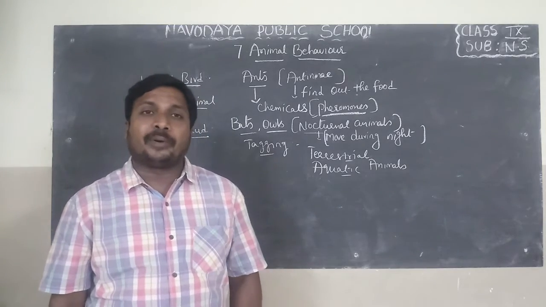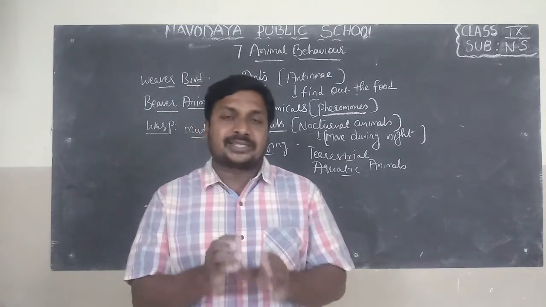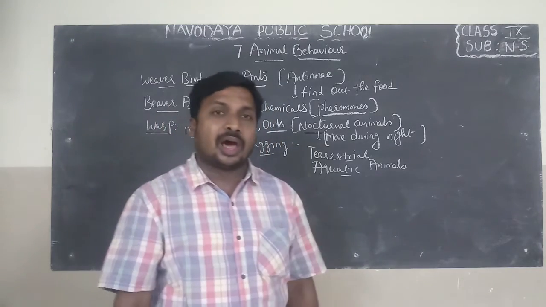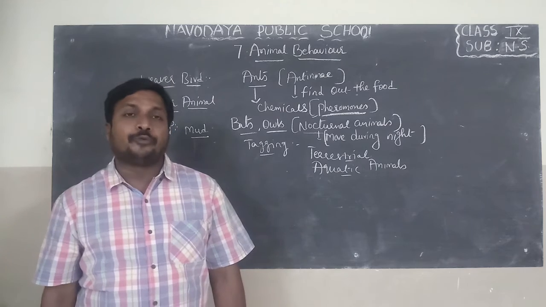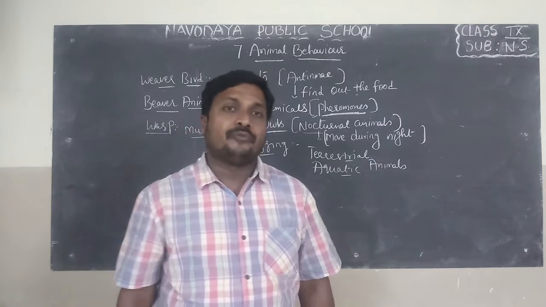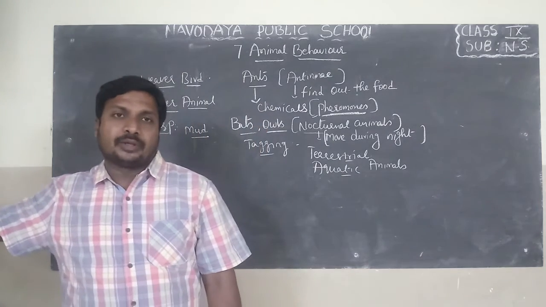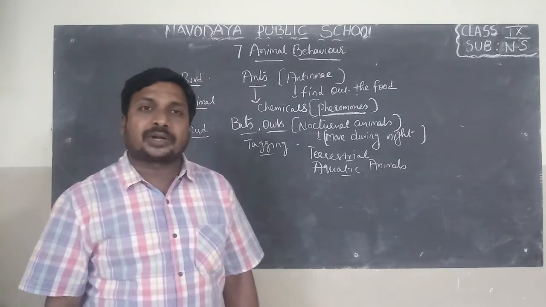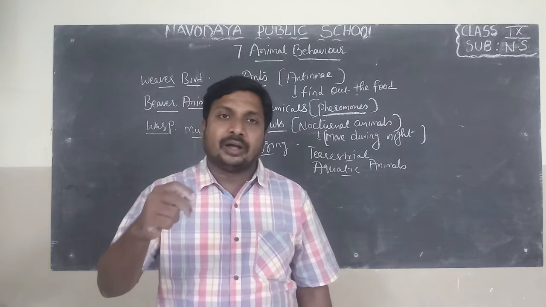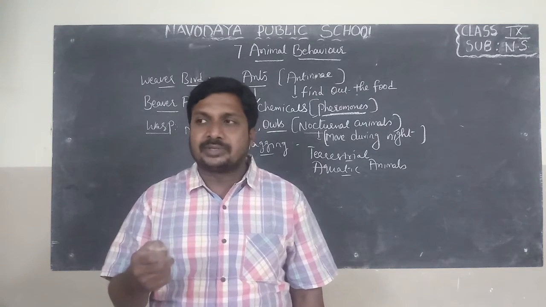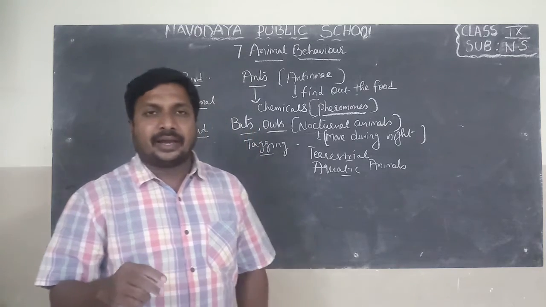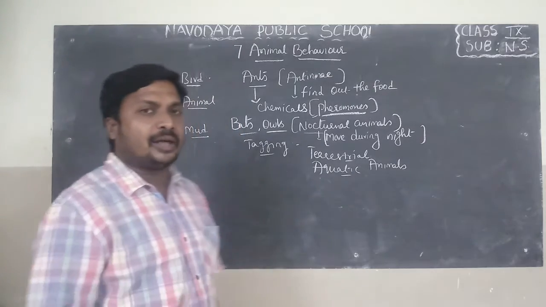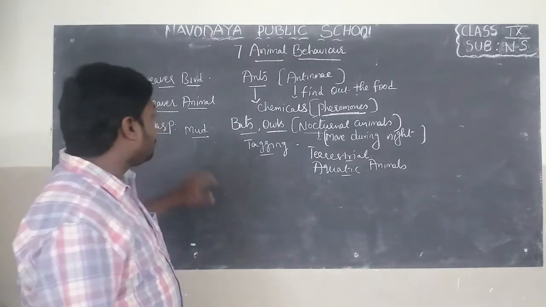And with the help of this nest, wasps can store small larvae, small leaves and food material in that nest for future use. That is the behavior of the wasp. The wasp collects food like small worms and small leaves in that nest for future use. In this way, they collect fruit and make the nest.